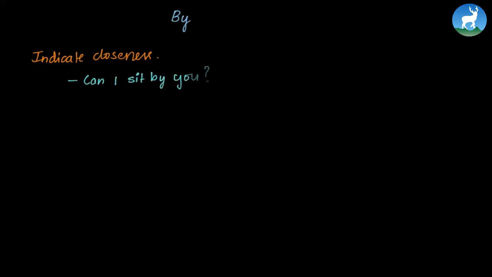Now we will look at the examples. We will look at how to use by, the preposition by. By is used to indicate closeness. For example, can I sit by you? So you're trying to be close, you're trying to go close to the other person. The office is by the bank. So you're saying that the office is very close to the bank. So the office is by the bank.